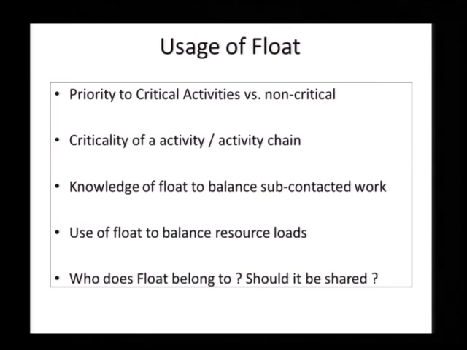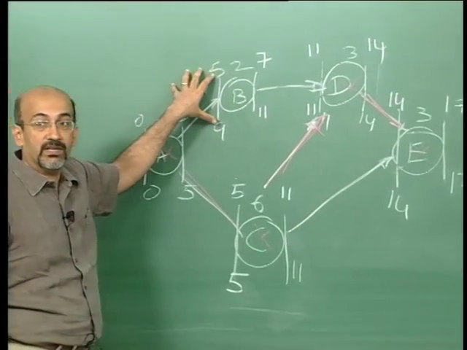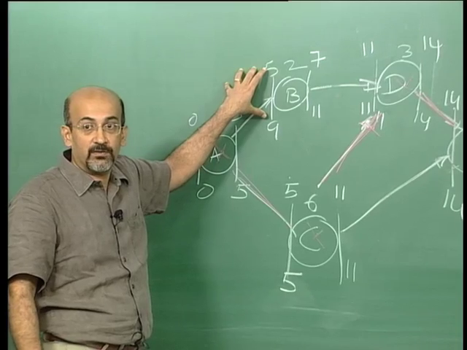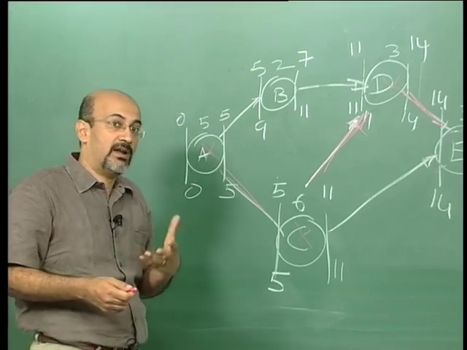Okay, so just to wrap up this discussion on float, we discussed how the priority to critical activities versus non-critical activities can be assigned based on calculating float and identifying critical. The second point is very important. We talk about criticality of a chain of activities. So here, what is the float for B? 4 days. Earlier, what was the float in the last network? 1. Okay, so 1 day of float.